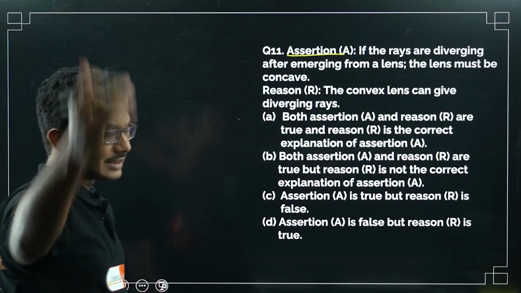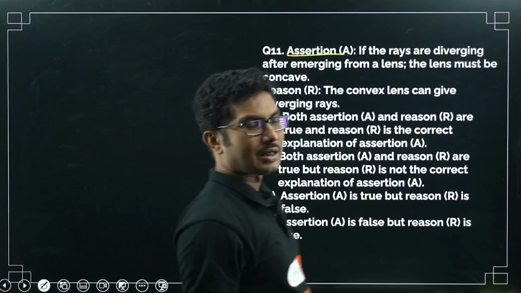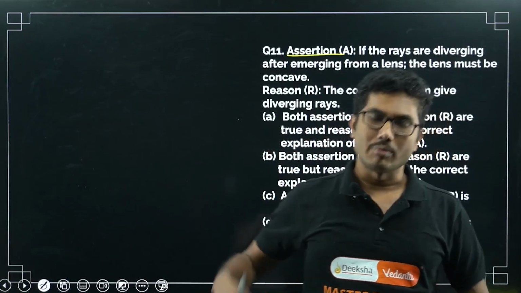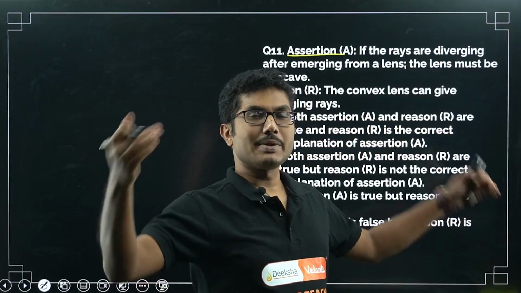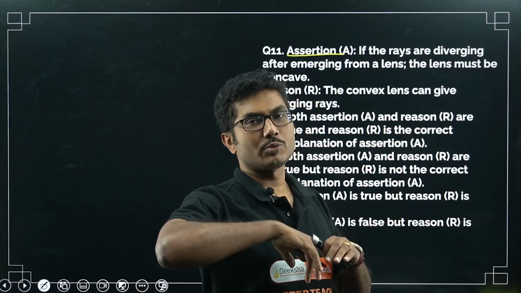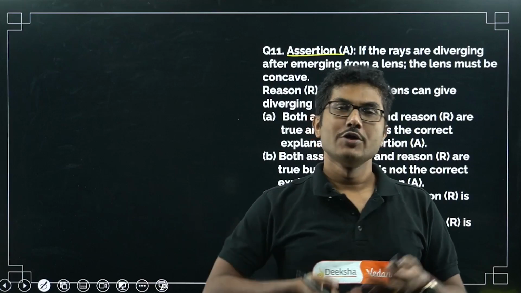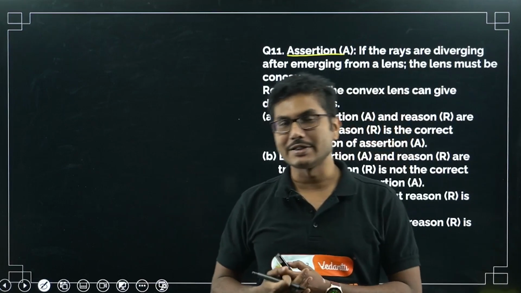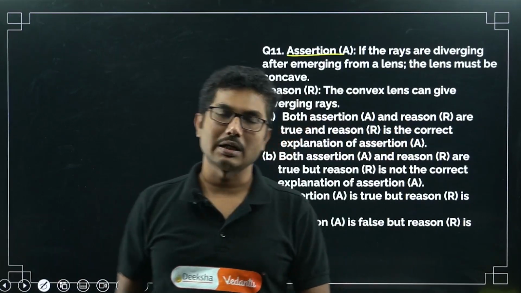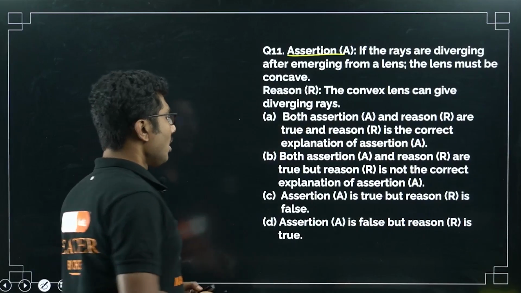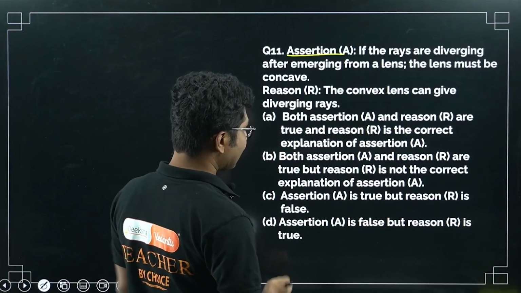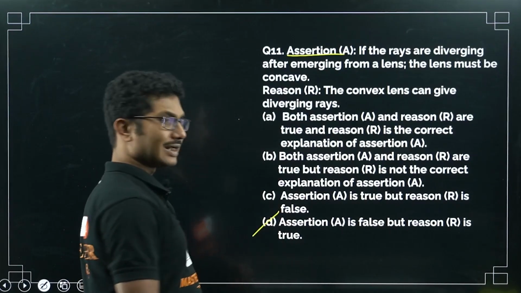Yes, if the rays are diverging, it can be a concave lens, because a concave lens always produces diverging rays, but a convex lens can also produce diverging rays. So both lenses can produce diverging rays. So you cannot say that if the rays are diverging, they must come from a concave lens. So the reason is correct, the assertion is false, so option D is correct in this case.